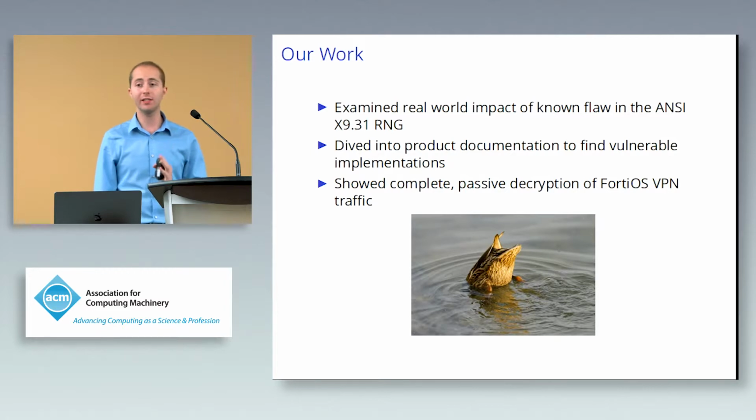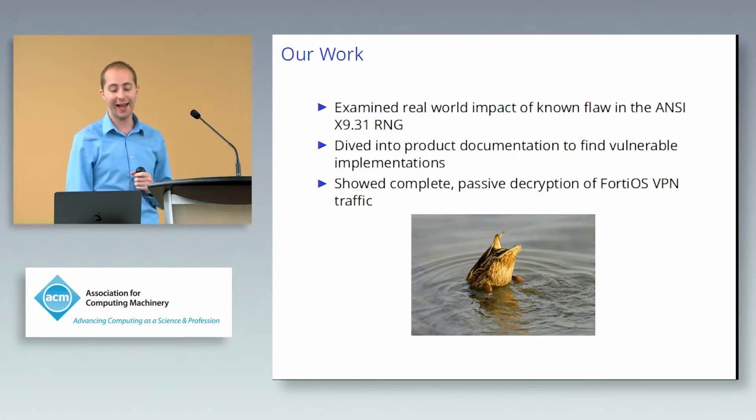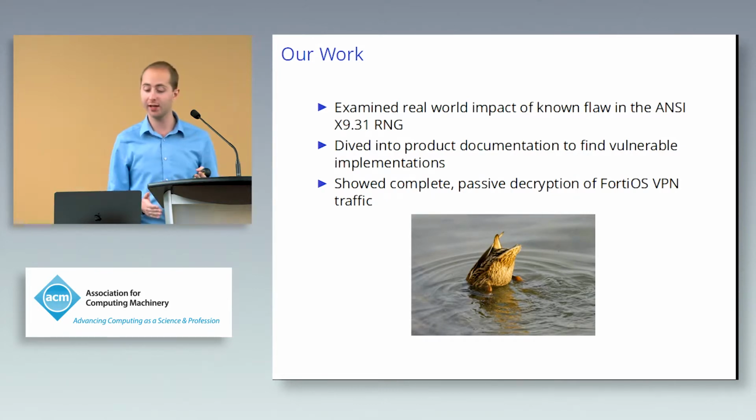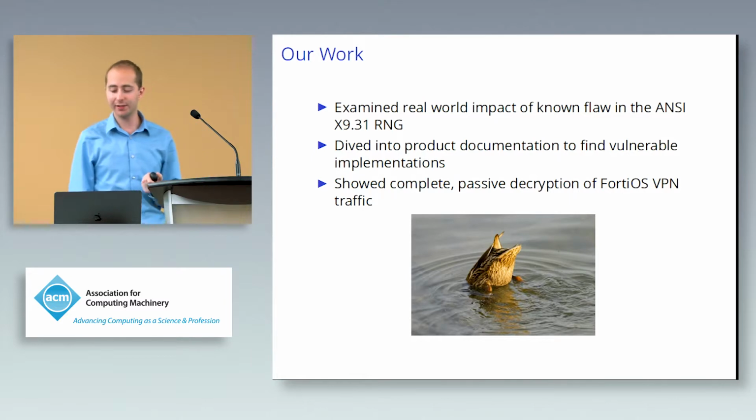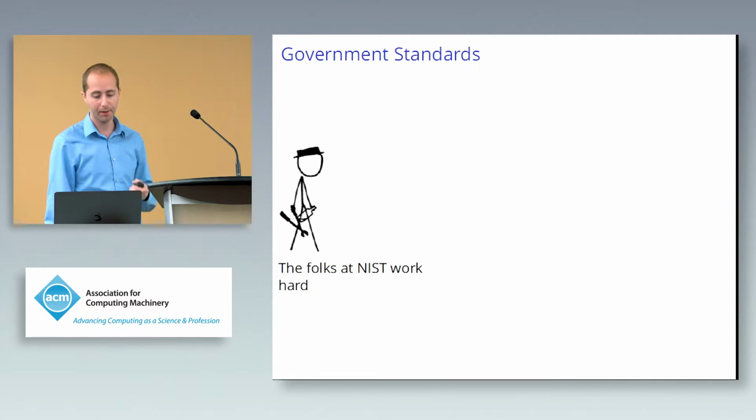Our work looks at one specific pseudo-random number generator design called the ANSI X9.31 RNG. We dived into product documentation to find vulnerable implementations that use this design, and then we showed complete passive decryption against the FortiOS VPN implementation, one of the top 3 leading manufacturers of VPN devices in the United States at the time we conducted our research.